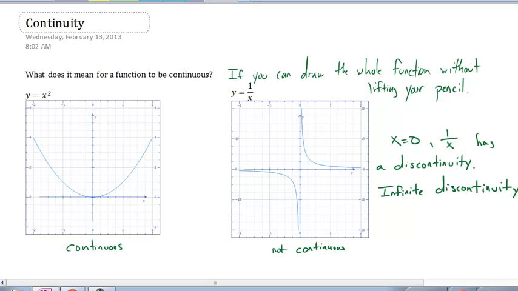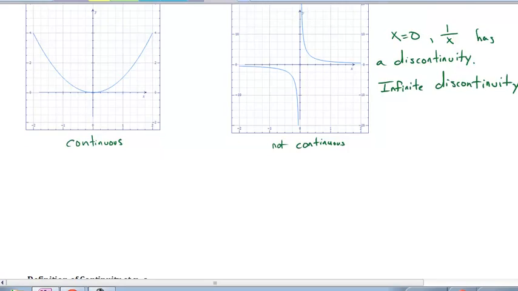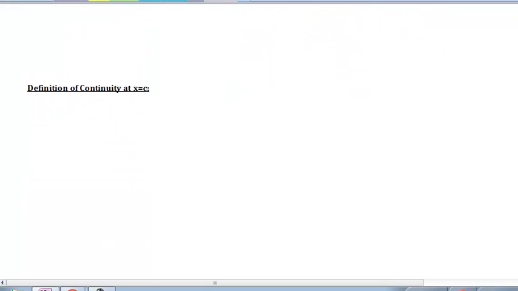But we can interpret continuity in terms of the limit definitions that we know. There's a way to describe the difference between what happens in y equals x squared and what happens in y equals 1 over x, particularly at the value x equals 0. So to start, we start with a basic definition, the definition of continuity at a particular value x equals c.